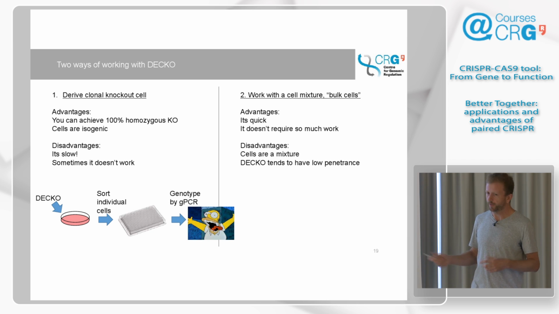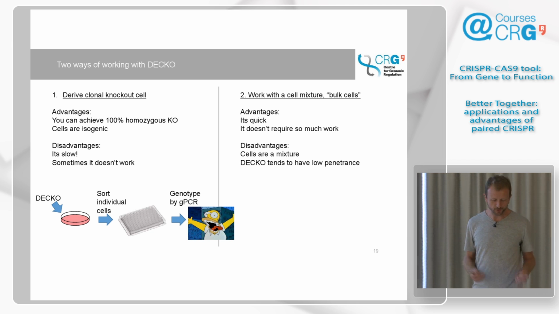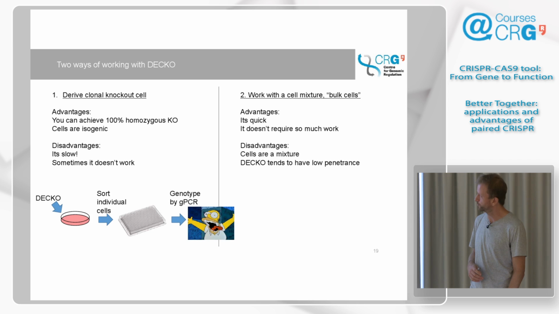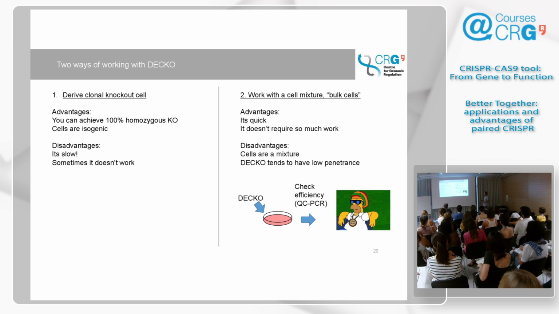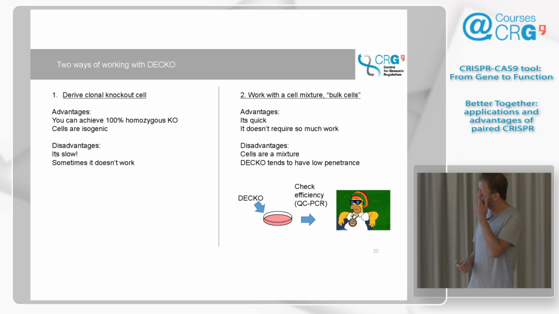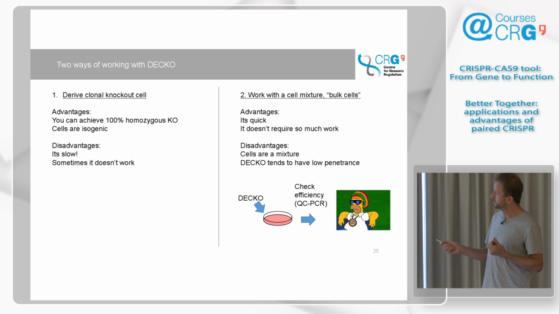People in my lab who've done this will attest to going a little bit nuts after having to go through this process, but it has rewards in the end. If you work with what we call bulk cells, a cell mixture, you infect with your deco vector, and then you've got a mixture of cells where all kinds of things have happened. The advantage is it's quick, it's easy.